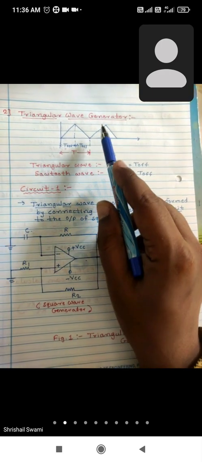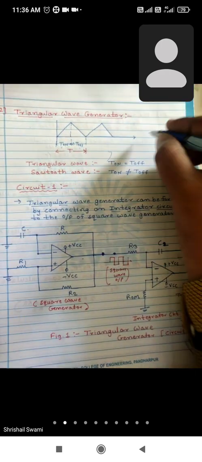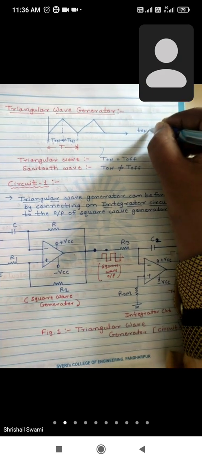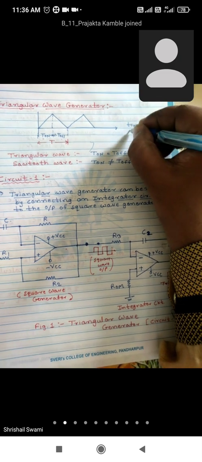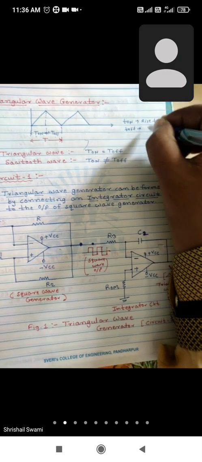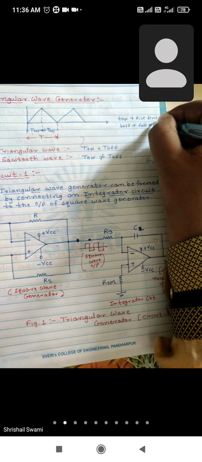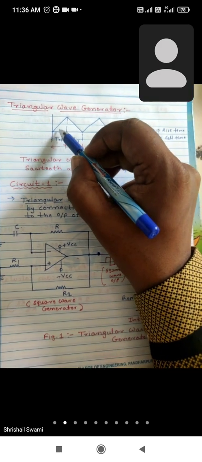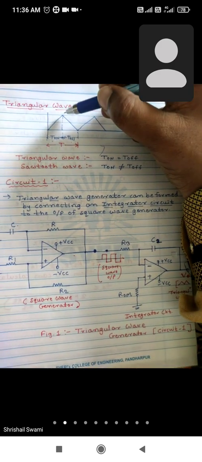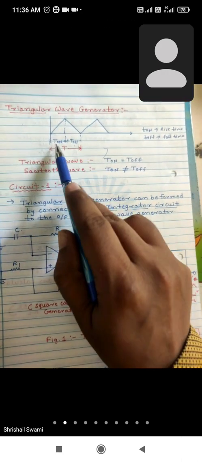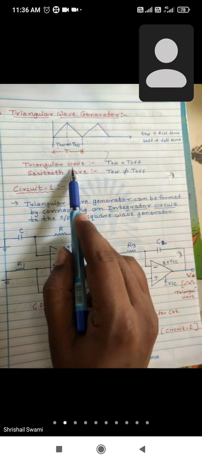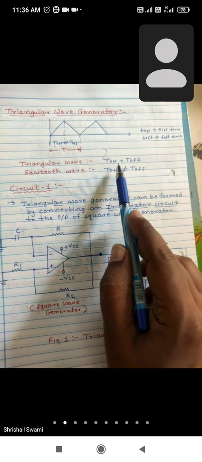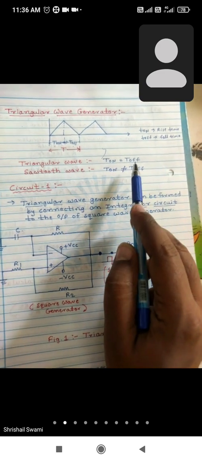Triangular waves are like this. T on is nothing but the rise time, and T off is called the fall time. Rise means the amplitude is continuously increasing. Fall means the amplitude is continuously decreasing. For this waveform, T on is the rise time and T off is the fall time. For a triangular wave, rise time and fall time should be equal.